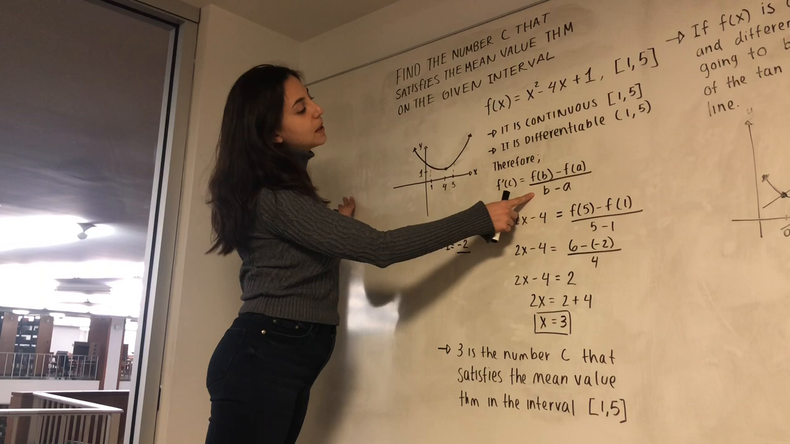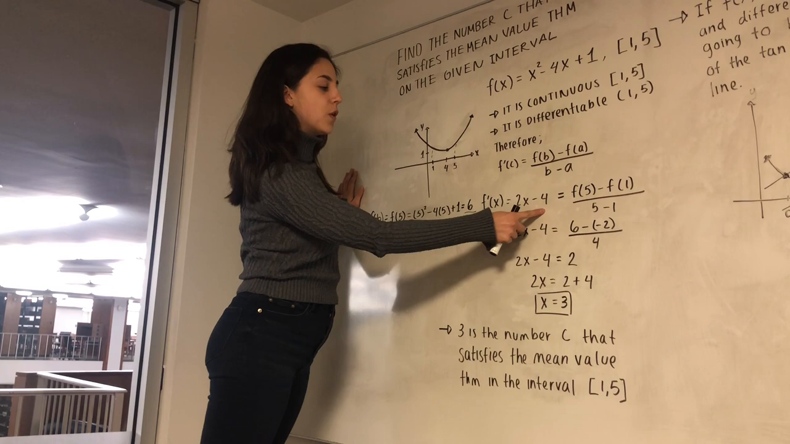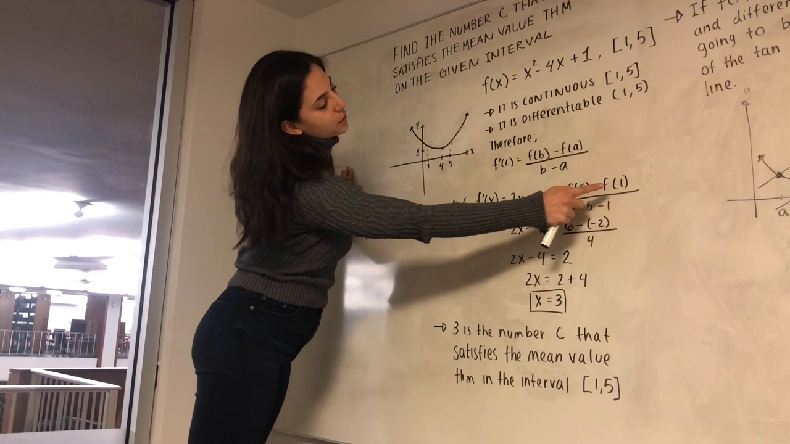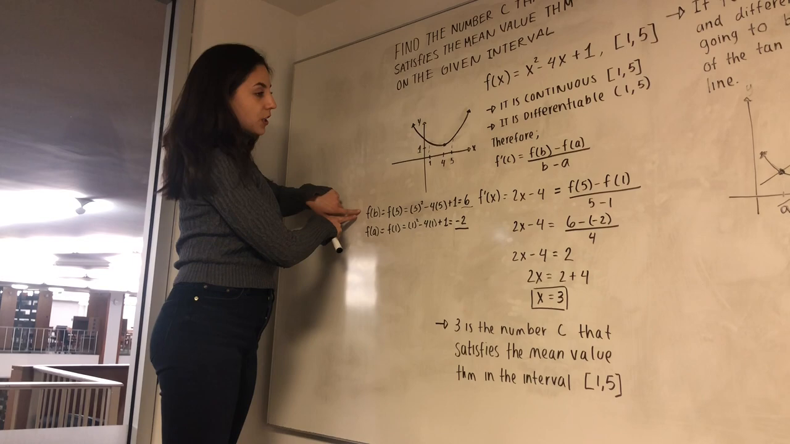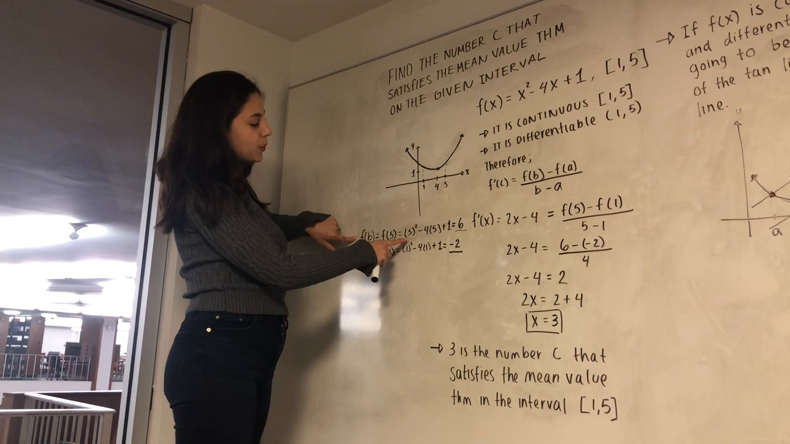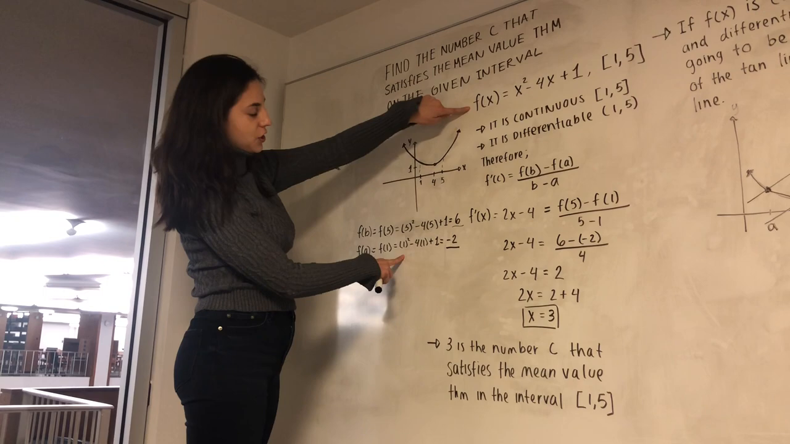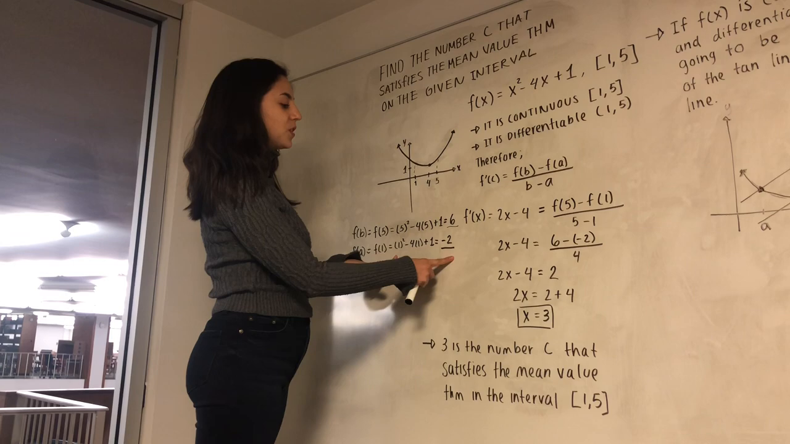First we have to take the derivative of f of x, which is equal to 2x minus 4, and we're going to set that equal to f of 5 minus f of 1 divided by 5 minus 1. Here on the side we're going to calculate f of b, which is equal to f of 5. Remember that they gave us a and b on the interval. Once we do 5 squared minus 4 times 5 plus 1, that equals 6. And then f of a is going to equal f of 1. When we plug the 1 into our original function, we get 1 squared minus 4 times 1 plus 1, which equals minus 2.